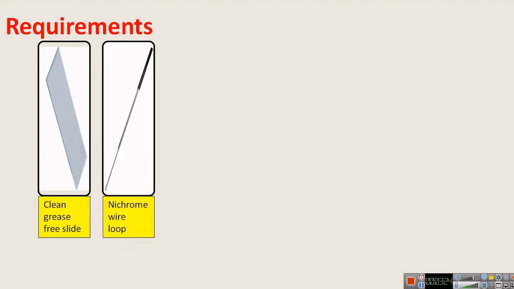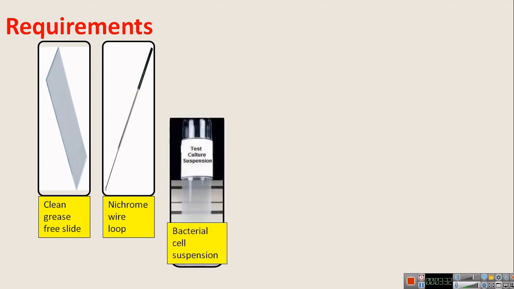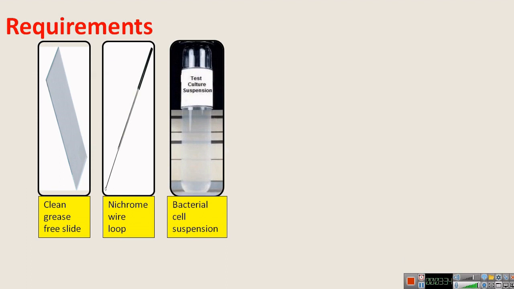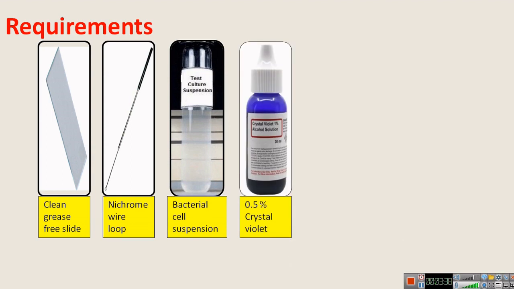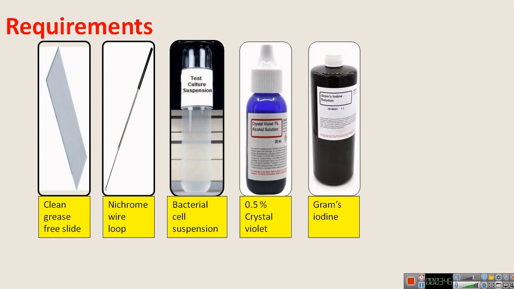The second requirement is the nichrome wire loop. This is required for preparation of a smear on the surface of the slide. Next one is the bacterial cell suspension, whose Gram staining you are going to do. Third one is 0.5% crystal violet, which is used here as a primary stain. Next one is Gram's iodine. The role of Gram's iodine in this staining procedure is as a mordant, and a mordant is nothing but the reagent which increases the affinity between the bacterial cells and the stain molecules.